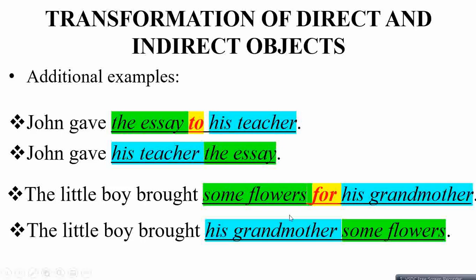And since our verb is brought, which is from the list of verbs, here we have flexibility that you can do object transformation. So instead of writing this way, you can bring your indirect object before your direct one. In that case, just skip your preposition, which is for. So the sentence will be: the little boy brought his grandmother some flowers.